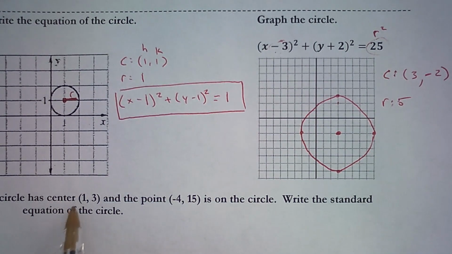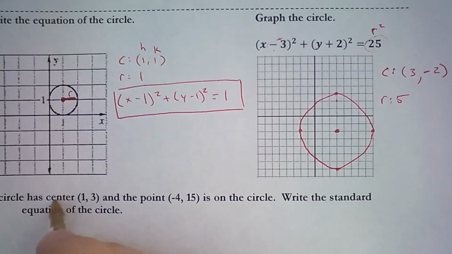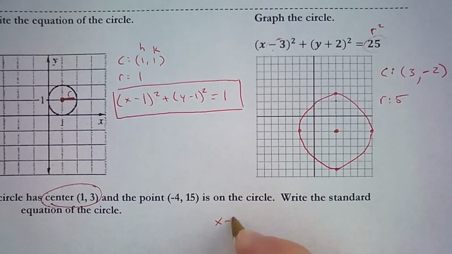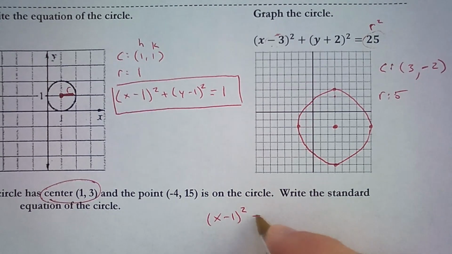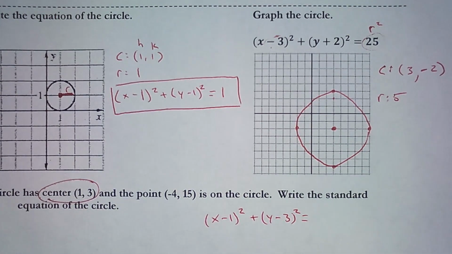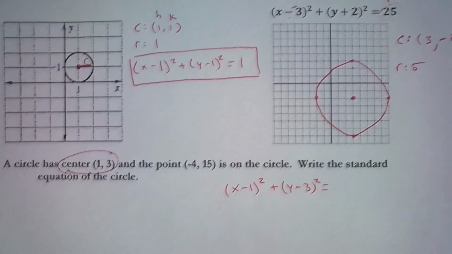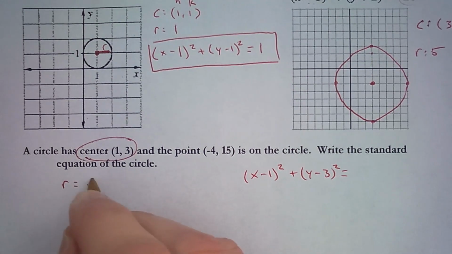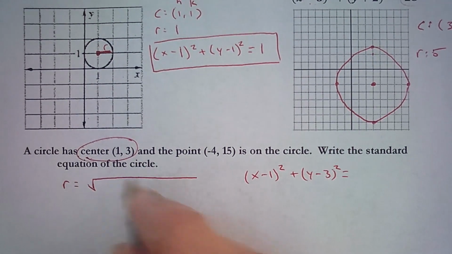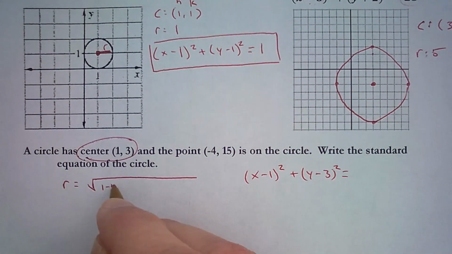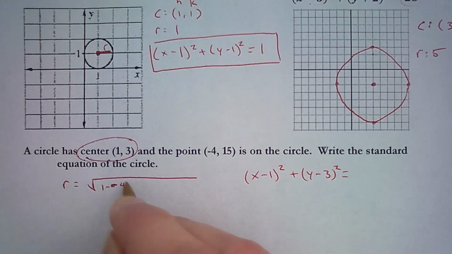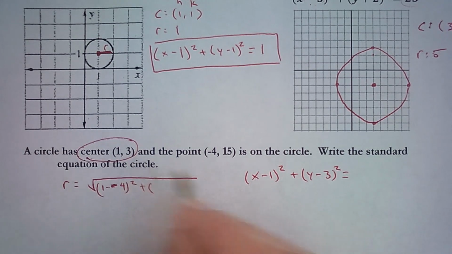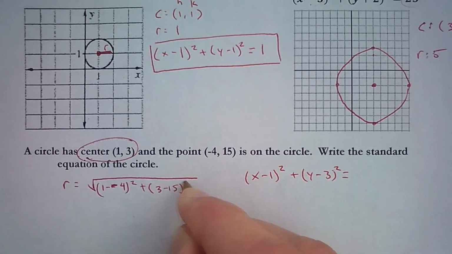Okay, next we have a circle with a center of (1, 3). So the center's at (1, 3), so that means we have x minus 1 squared plus y minus 3 squared equals the radius squared, but we don't know the radius. Okay, so to get the radius, we will do the distance formula. So the radius is the square root of 1 minus negative 4 squared plus 3 minus 15 squared.